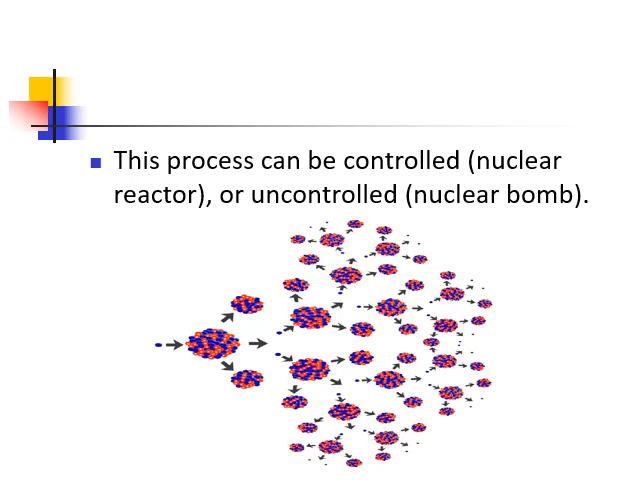If it's not controlled, then it's like a nuclear bomb. If it's controlled, we can absorb those neutrons using some things called control rods in nuclear reactors. So we can slow the neutrons down, we can stop them from causing further fission reactions, and then we can stop the reaction.